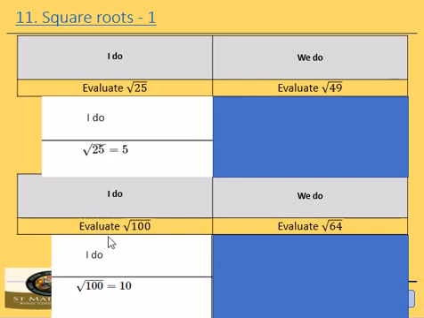Likewise, for this one below, evaluate square root of 100. I'm looking at the second I do now. Well, I know 10 squared equals 100, or 10 times 10 equals 100. Therefore, the square root of 100 equals 10, working backwards from our square numbers. Please pause the video here, copy down both I do's, make any notes that you need, and then try both we do's by yourself.